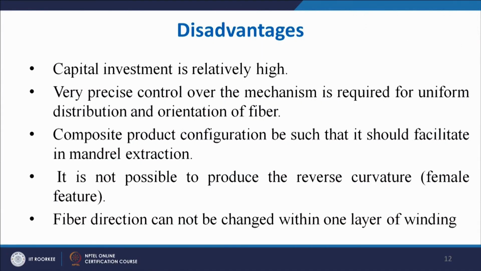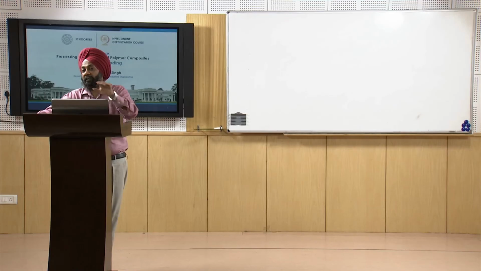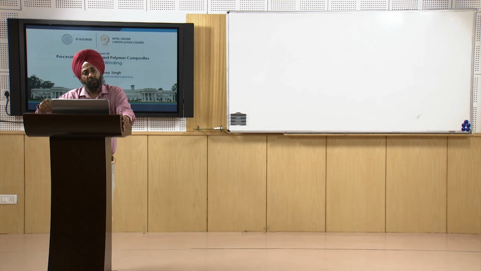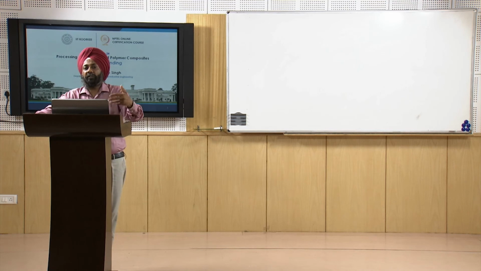disadvantage also. Composite product configuration should be such that it facilitates easy mandrel extraction. As the mandrel has to come out, we are only making hollow parts, hollow cylindrical parts using the filament winding process. So we have to ensure that the extraction of the mandrel is also easy. Some variants of the filament winding process also use a collapsible mandrel, which can collapse after the product has cured and solidified, making it very easy to remove the mandrel.